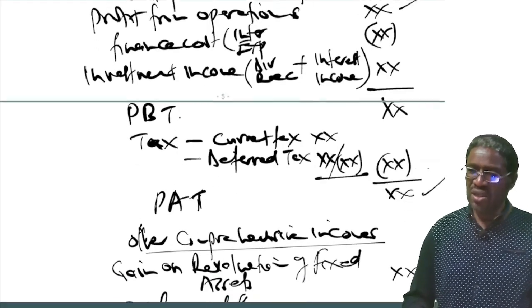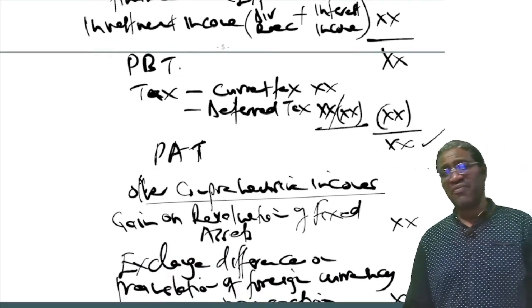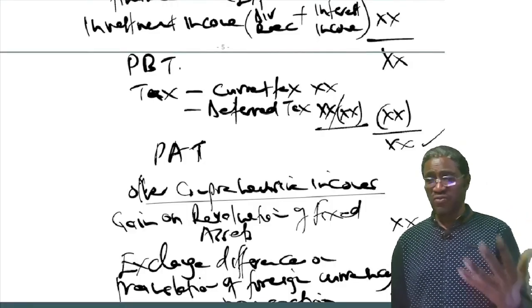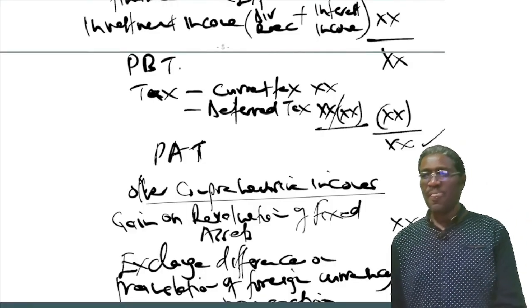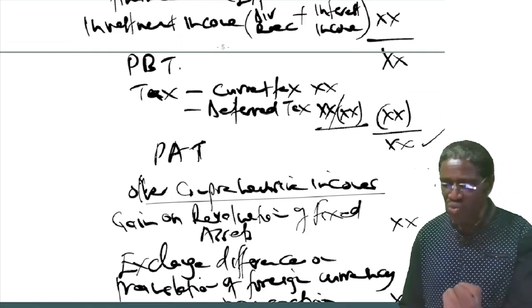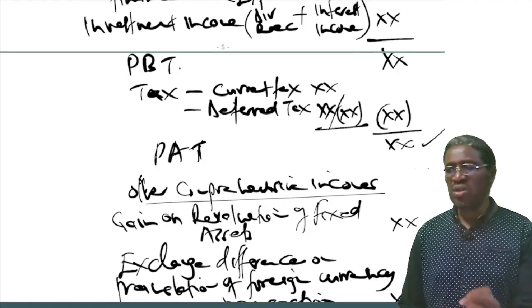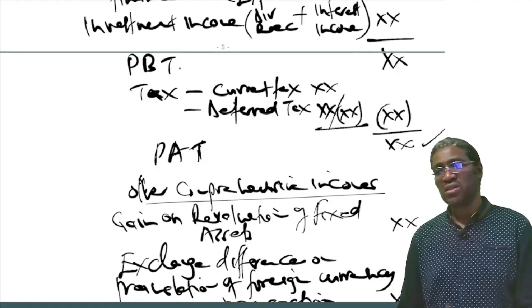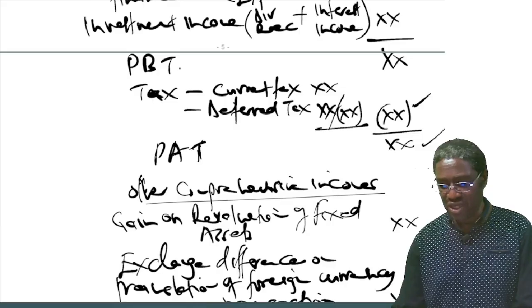Then I've said you come now to tax. There are various types of taxes. One form of tax could be current tax. The other one could be deferred tax. Get the net of the two, whichever the net, call it tax expense, and you minus.